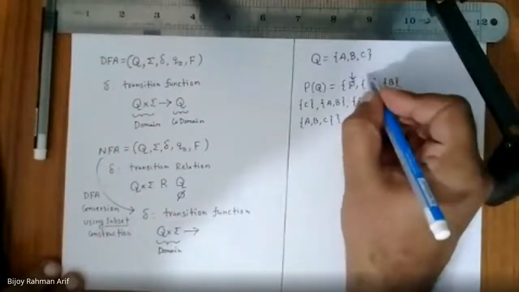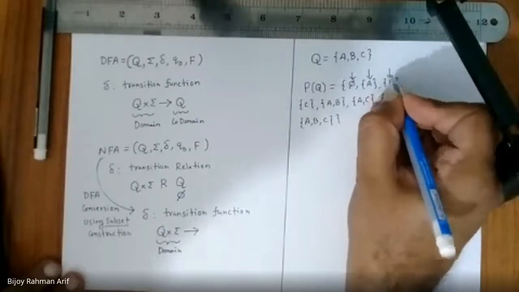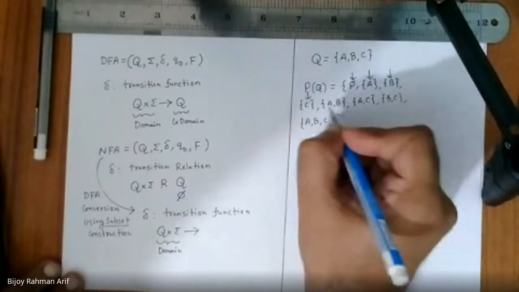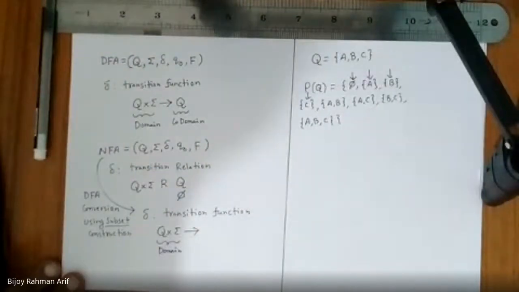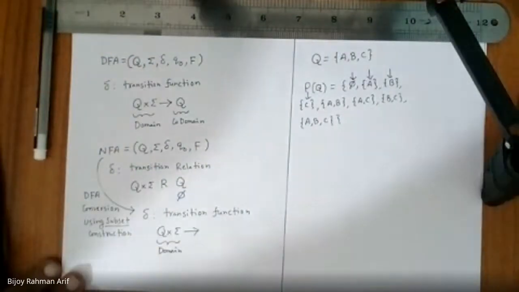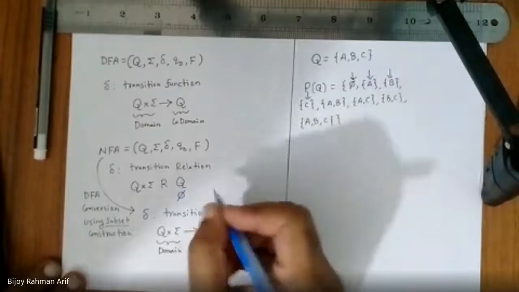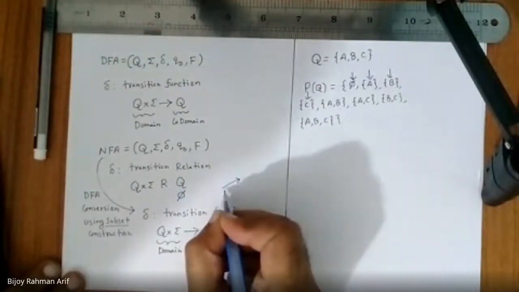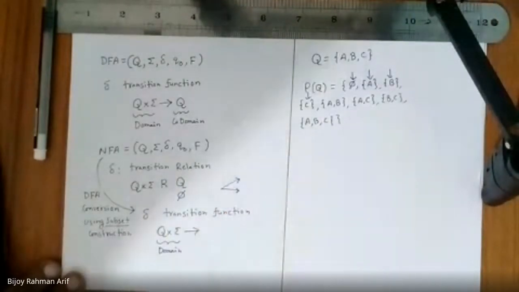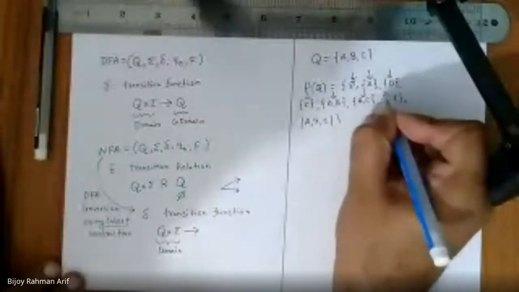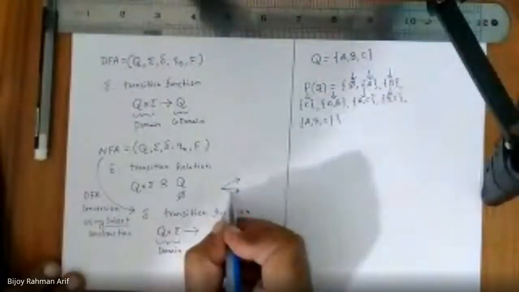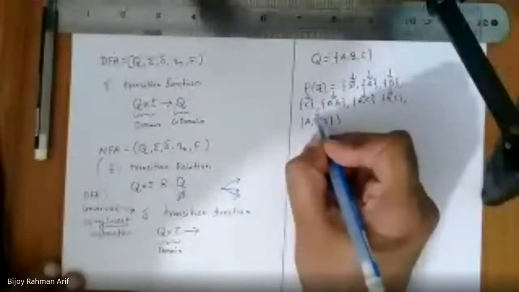These are the singletons. When we use AB, it is when one state in the NFA is connected to two states. There are two lines going from one state. Am I right or not? Yes, sir. These are for two, and whenever one is connected to all three states, we use this one. So these are all the subsets.